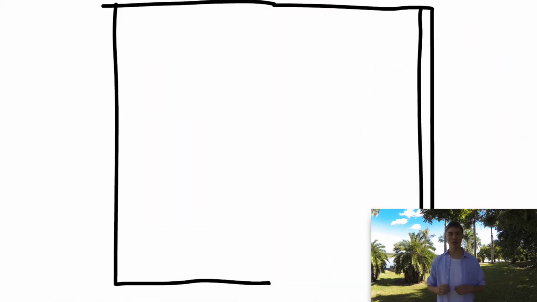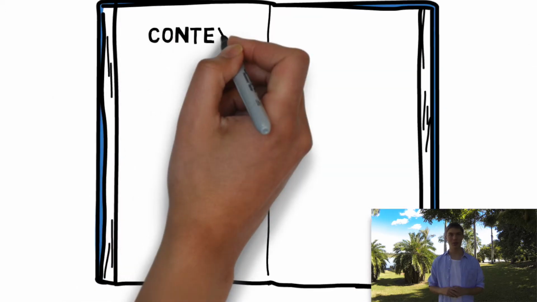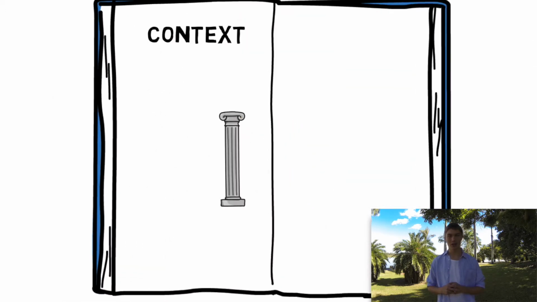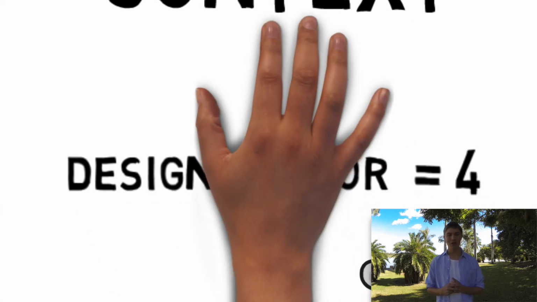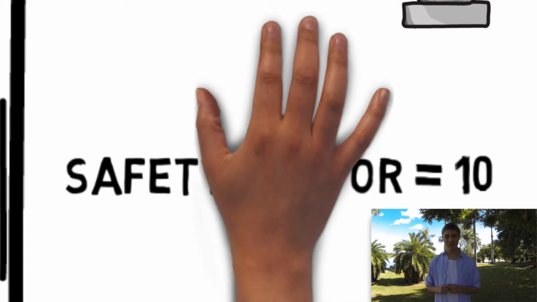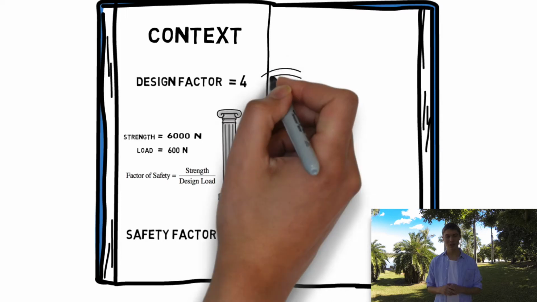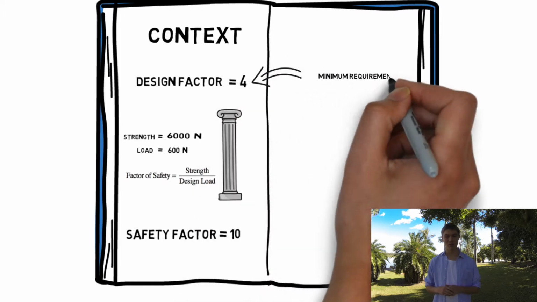I would like to put these two different factors of safety into context with an example. Let's say a single column for a particular structure is required to have, in accordance with Australian standards, a design safety factor of 4. After analysis and design, the engineer working on the project chose a column that provided a factor of safety of 10. This means that the column can withstand a load 10 times greater than the largest load it should ever experience within its design life.